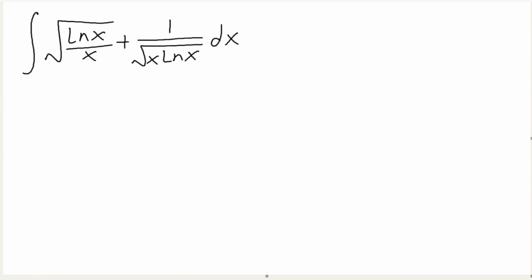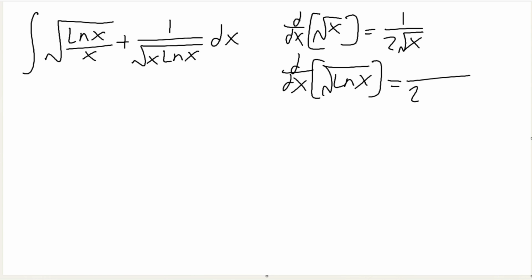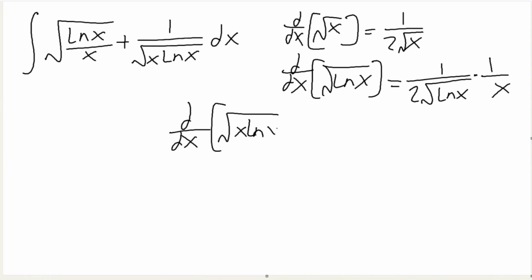Let's see. I mean, this reminds me of, well, square root of x, the derivative of this is equal to 1 over 2 root x, right? And if we derive square root of ln of x, it looks like this. Oh, and we get 1 over x. Huh. This looks a little suspicious, don't you think? Well, is it this? Is it this product rule?